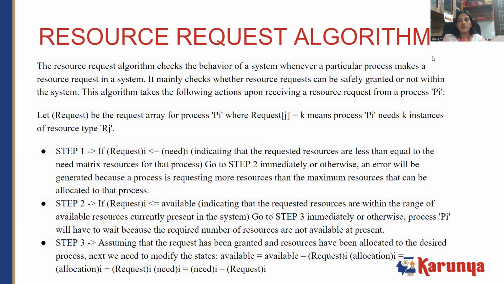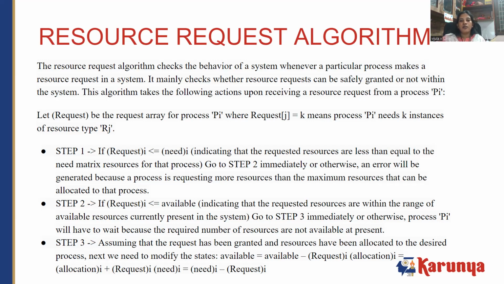So here we look through the steps for the resource request algorithm. The resource request algorithm checks the behavior of a system whenever a particular process makes a resource request. It mainly checks whether the request can be safely granted within the system. This algorithm takes the following actions upon receiving a resource request from a process P. The request is the request array for the process, where K would mean the process needs K instances of resource type RJ.